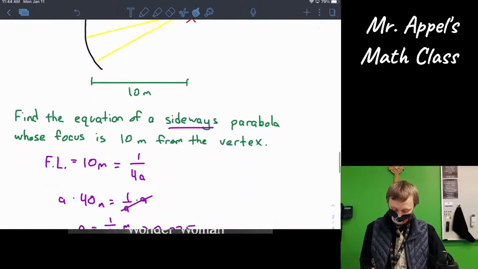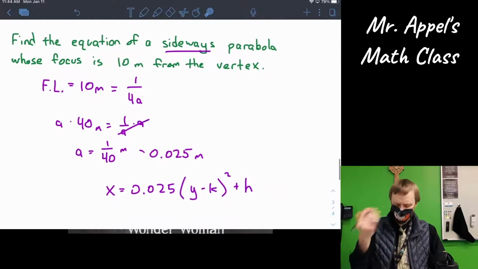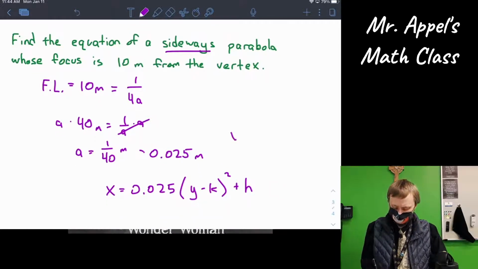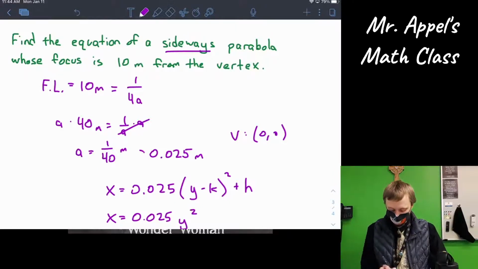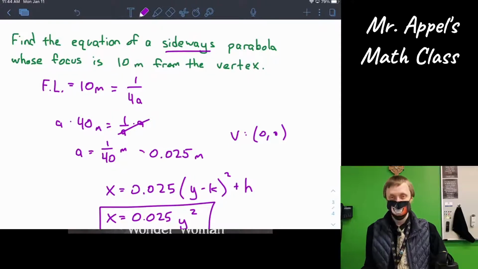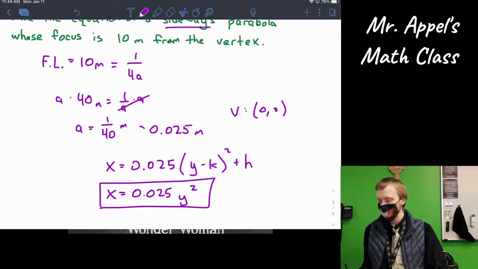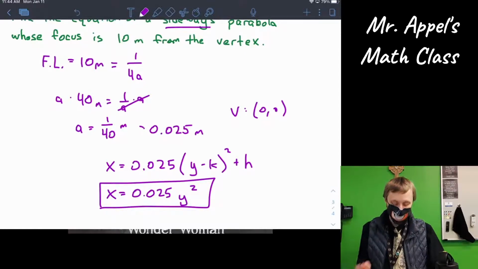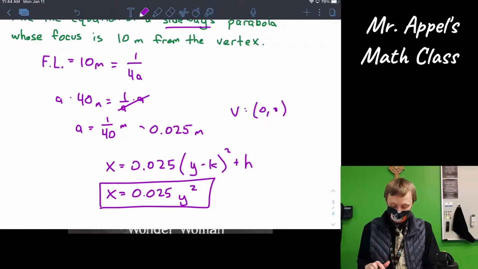Okay, do that. Well, then make it easier on yourself. Put the vertex at 0, 0, right? Why don't we just set the vertex to be 0, 0, and then our equation becomes x equals 0.025 y squared. There you go. There's your equation. Put that in your CAD program and start printing out a giant death ray. Of course, you have to determine how much of the parabola you want.